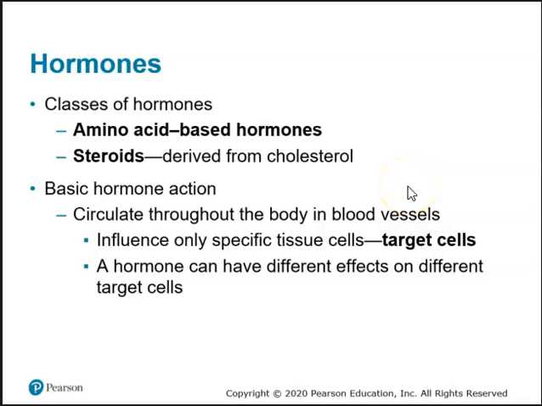Basic hormone action includes circulating throughout the body in the blood vessels. They will often be secreted by an endocrine gland, and then the hormones will travel through the blood vessels to their effector cells or effector organs. Hormones will influence only specific tissue cells. These are called target cells. And a hormone can have different effects on different target cells.